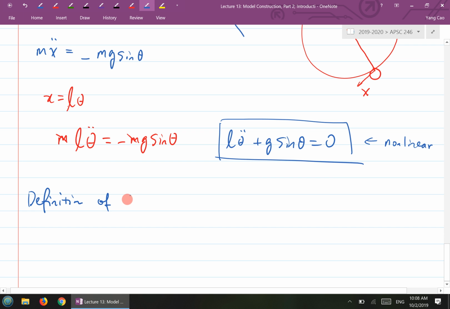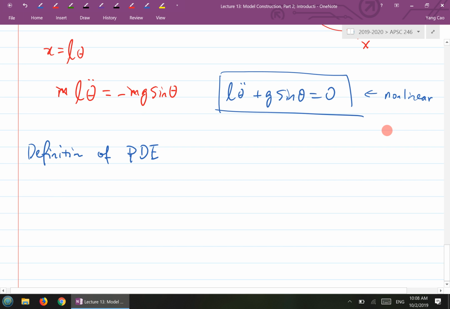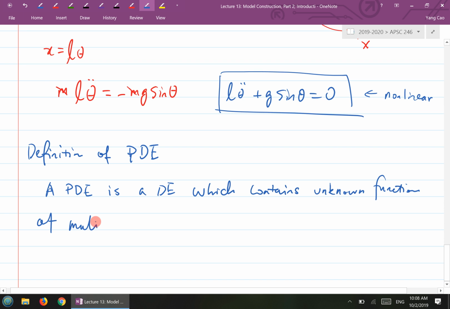Okay, the next definition is PDE, partial differential equation. We have seen this already. A PDE is basically a DE which contains an unknown function of multiple variables and their partial derivatives. That's a partial differential equation.